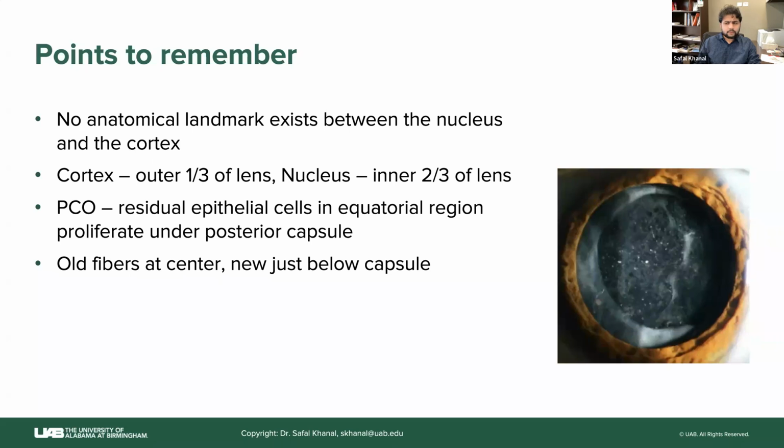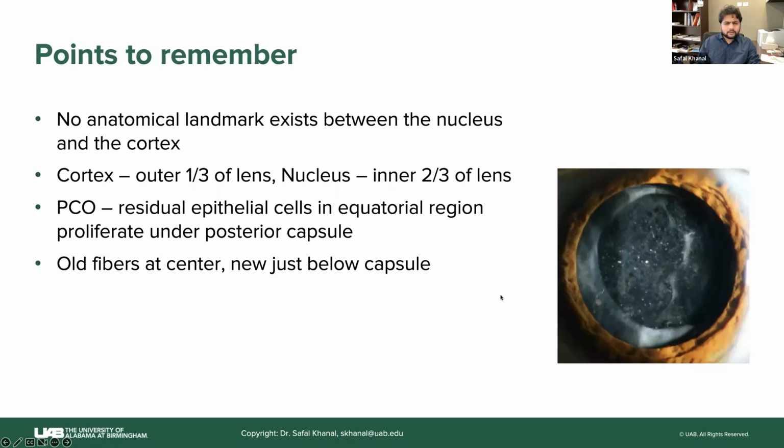Some points to remember for the crystalline lens is that there is no anatomical landmark between the nucleus and the cortex. Normally, the cortex is regarded as the outer 1/3 of the lens, and nucleus as the inner 2/3 of the lens. The posterior capsular opacity sometimes occurs in people who have undergone cataract surgeries and have the IOL implantation. And this is because the residual epithelial cells in the equatorial region often tend to proliferate under the posterior capsule, which is intact.